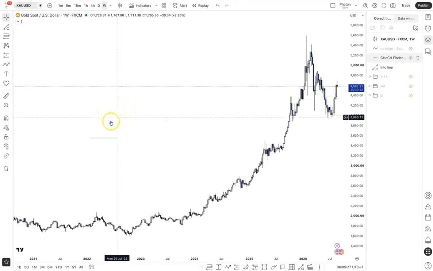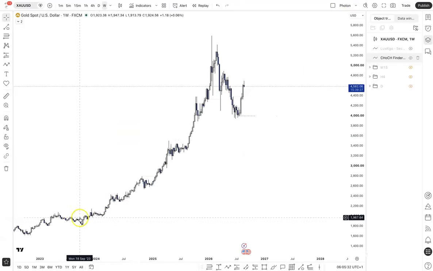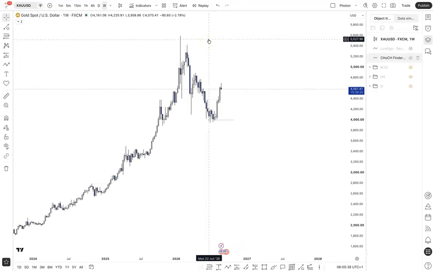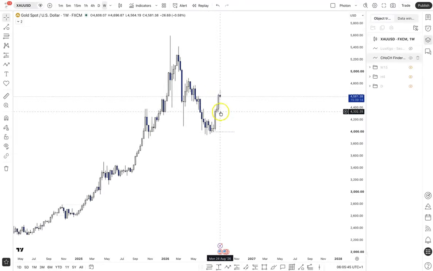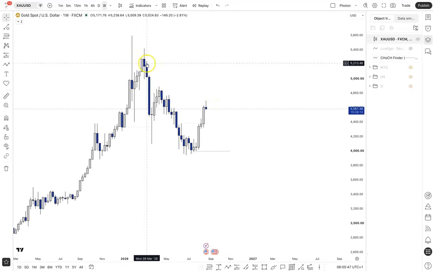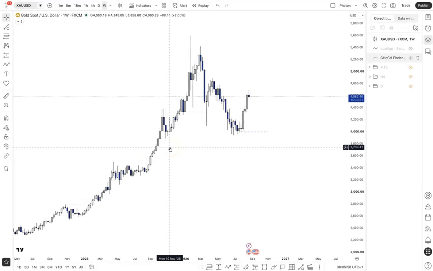So if we look at gold right now, this is a weekly chart. This is a very, very bullish kind of run that we've had, and now price has actually become bearish. So the expectation is that now we made a lower low, a lower high, because this high is lower than this, and then we have a lower low. So probably this is a strong high. So this is as far as the weekly is concerned.